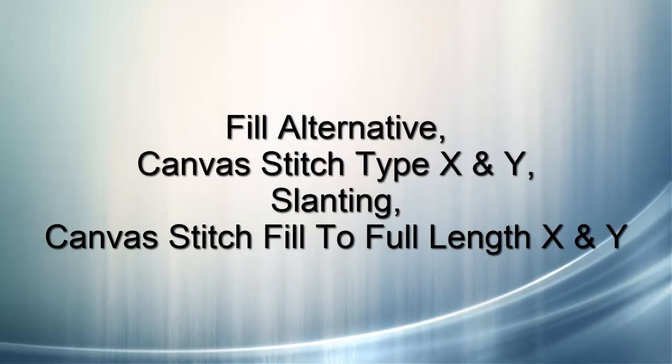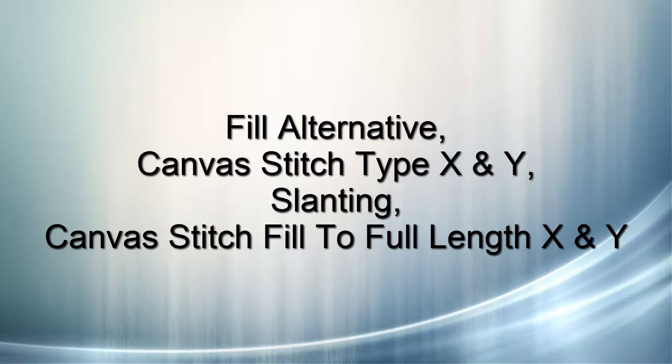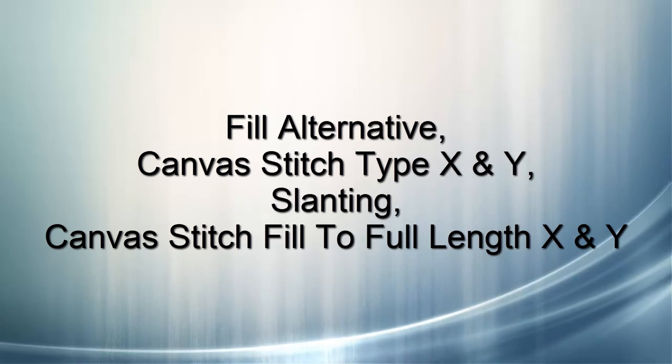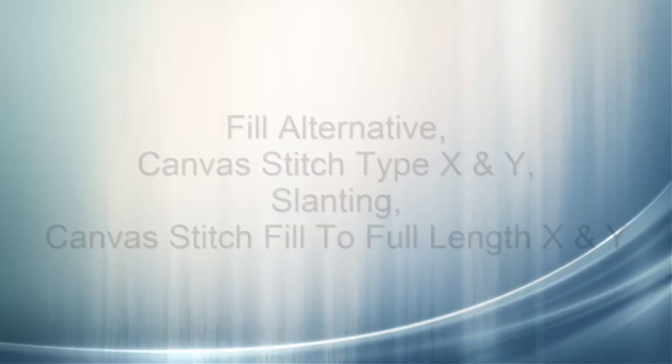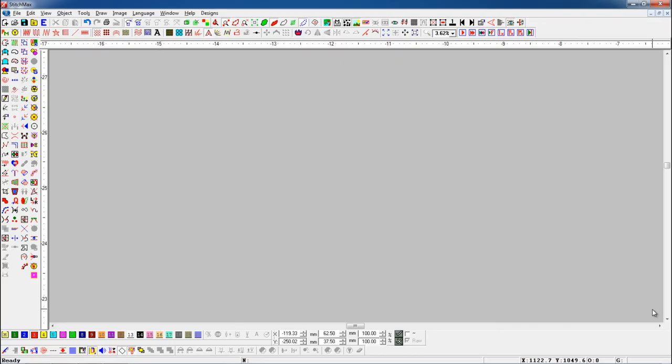Fill alternative, canvas stitch type horizontal and vertical. Slanting, canvas stitch fill to full length X and canvas stitch fill to full length Y. This is multiple button video. With these buttons, we can set different cross-stitch patterns in canvas.